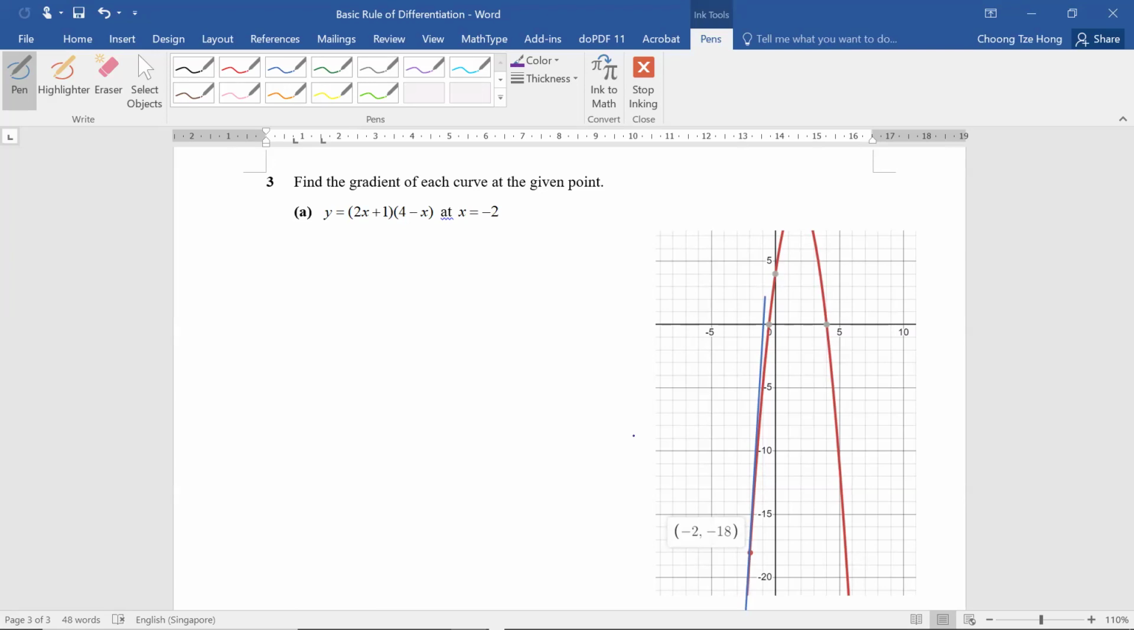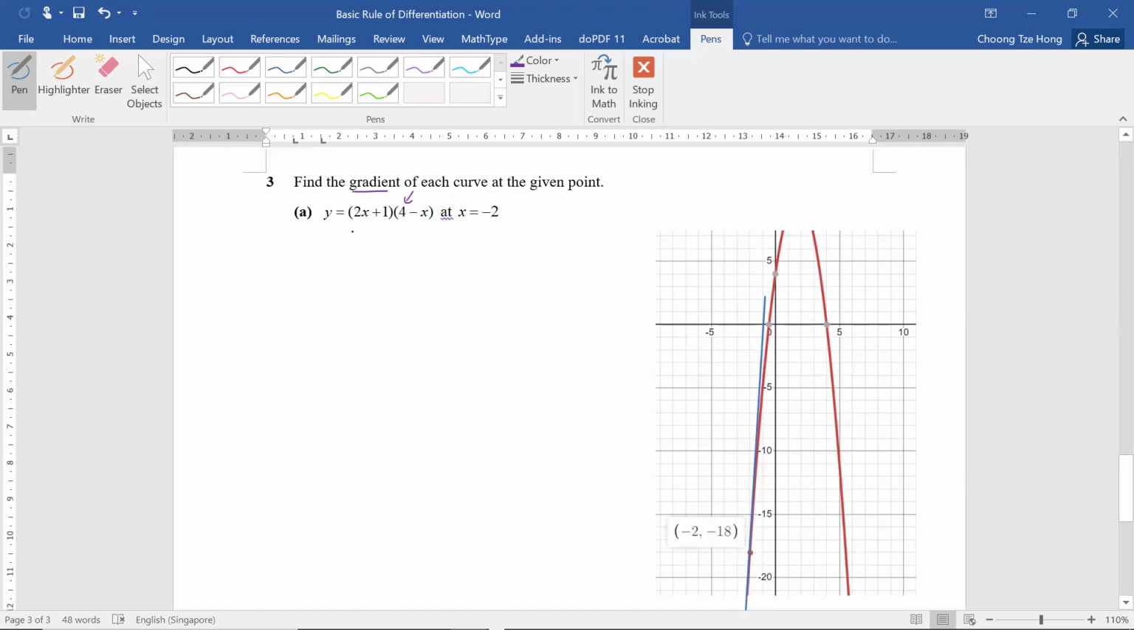Now let's look at question 3a. You have the curve y equals 2x plus 1 times 4 minus x. They want us to find the gradient of this curve at x equals negative 2. So basically what we need to do is find dy/dx to get the gradient function, and then we sub x equals negative 2 into the gradient function.